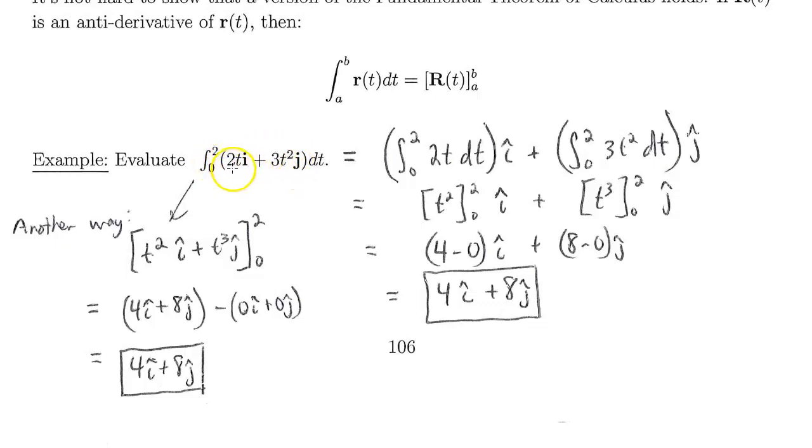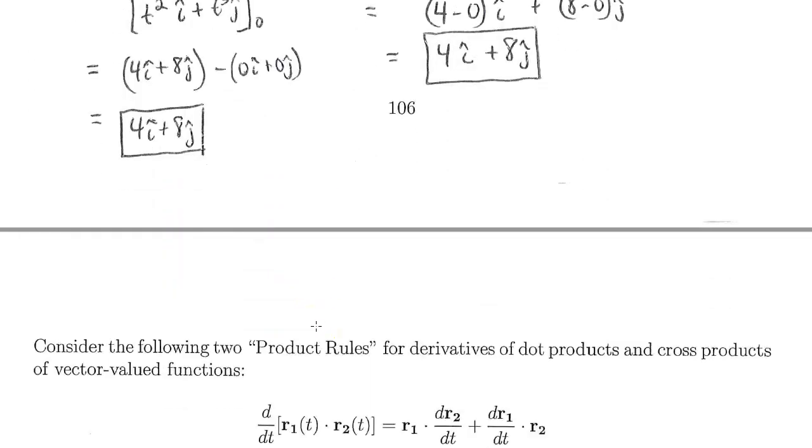Okay, now another way to do this would be to just do the antiderivative of this whole thing right away. So the integral of 2t would be t squared, so we have t squared i, plus t cubed j, and then evaluate it from 0 to 2. So plug in the 2, you get 4i plus 8j, minus what you get when you plug in 0. You get 0i plus 0j. And if you work that out, subtract it, you get 4i plus 8j, the same thing. Okay, so there's a couple ways that you can do it. But again, your final answer is a vector, not a number.